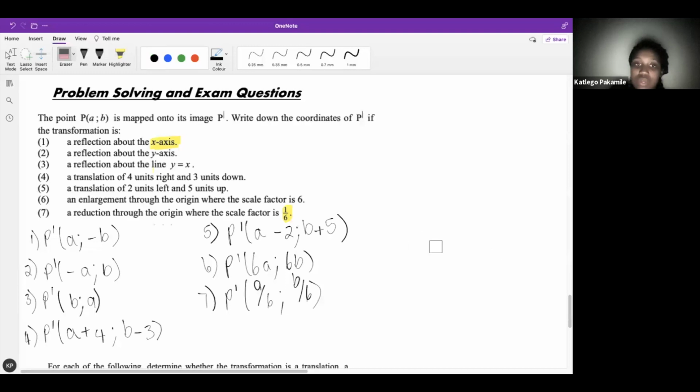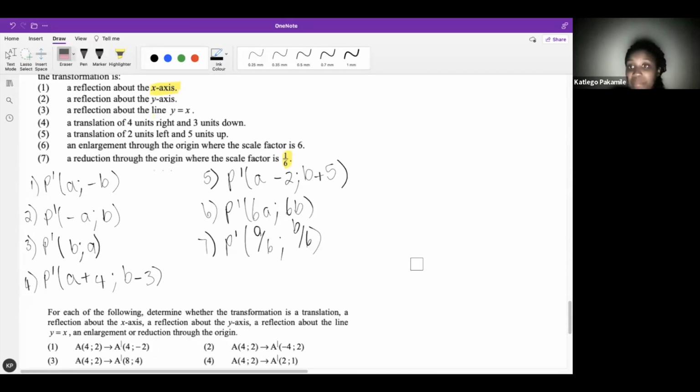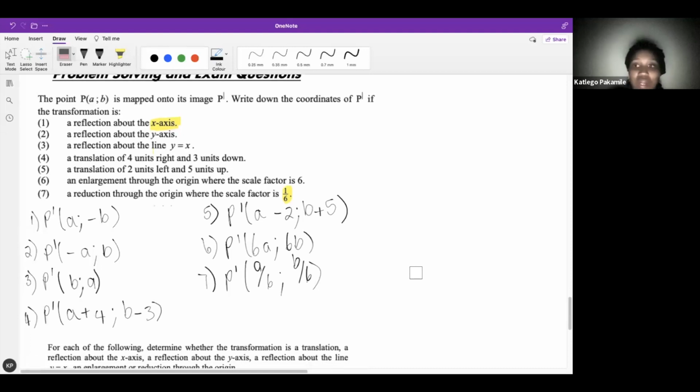Nice. Screenshotters, quickly. Done. We are done. We did all 7 of them. Then what happens to the B? It's the same thing. It's B times 1 over 6, which is B times 1, which is B, over 1 times 6, which is 6.